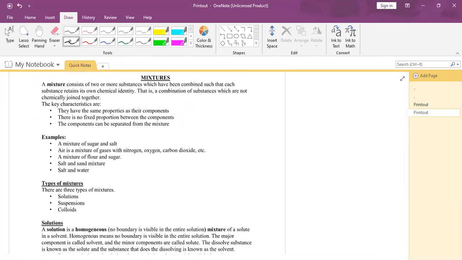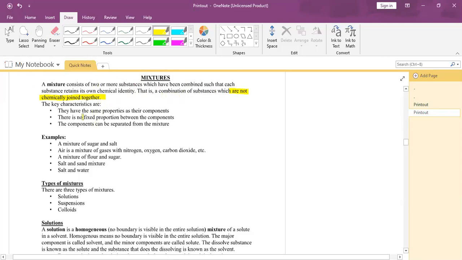So what's a mixture? A mixture consists of two or more substances which have been combined such that each substance retains its own chemical identity, right? That is a combination of substances which are not chemically joined together. So the key word, they are not chemically joined. So mixtures are not chemical reactions. They still maintain their physical and chemical characteristics. They are not chemically combined.